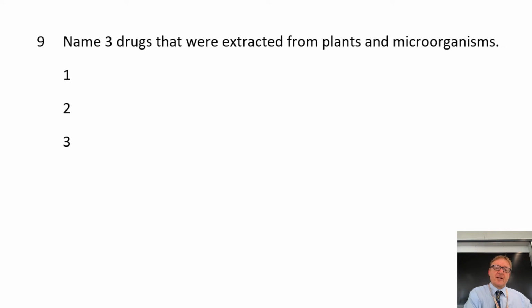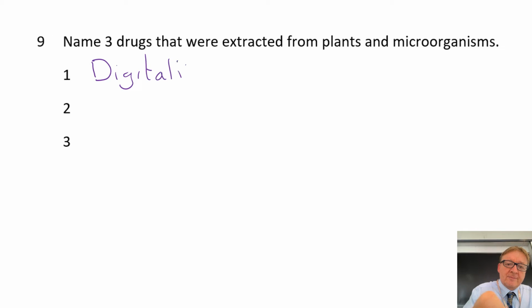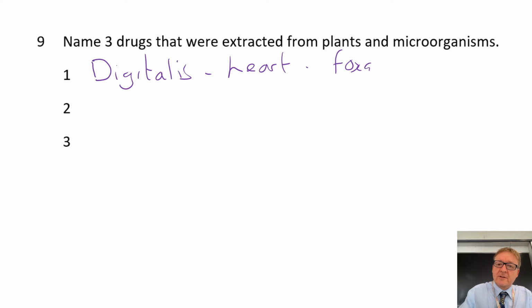Question number 9. Name 3 drugs that were extracted from plants or microorganisms. Drug number 1 is digitalis. Okay, so digitalis is a drug that is used to do with the heart, and it's found in the foxglove, which is a beautiful tall plant. You know, it can be a metre high and it's got fantastic flowers, but it's got digitalis in it.